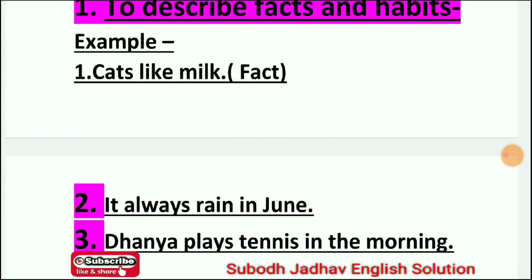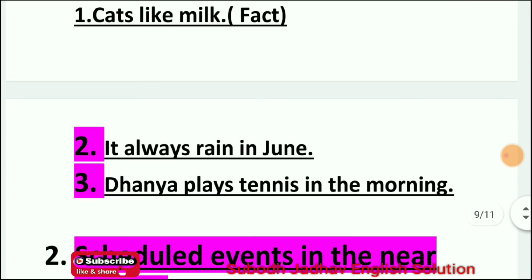It always rains in June. It is also a fact. Dhanya plays cricket in the morning. This is a habit. In the morning he plays cricket, therefore we use simple present tense.